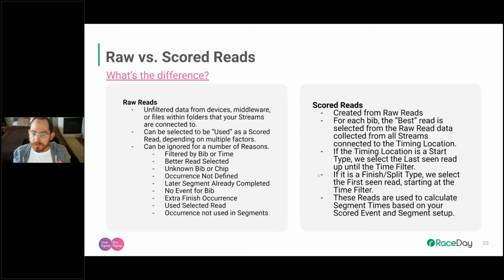So scored reads, what are these? These are basically created from raw reads. So it's a duplication, essentially. We take and pick out one of these raw reads and say, hey, this is the best finish for this participant. So it creates a scored read based on that data.